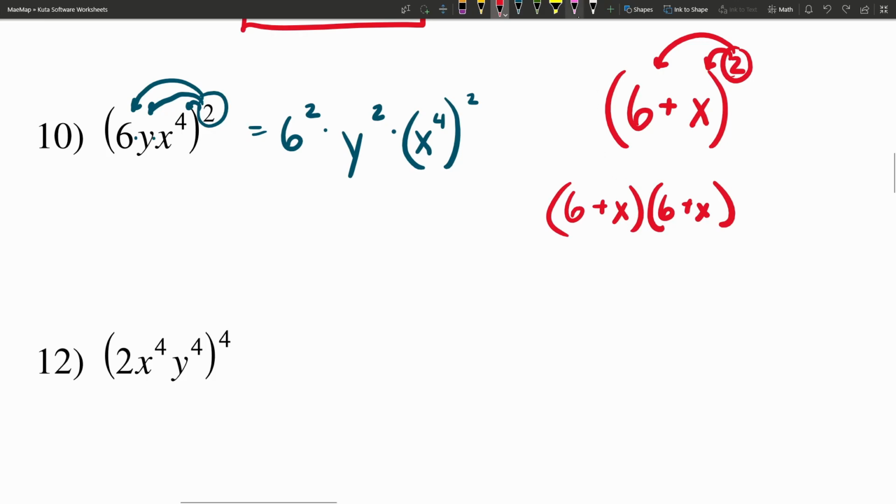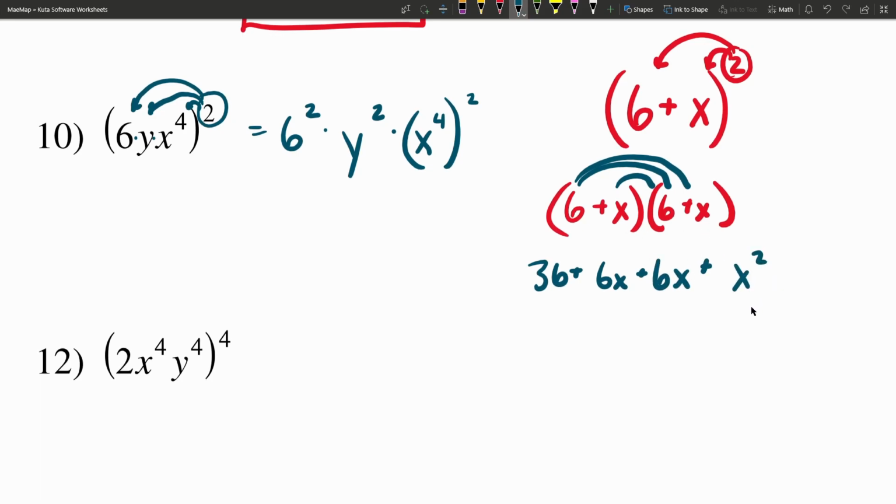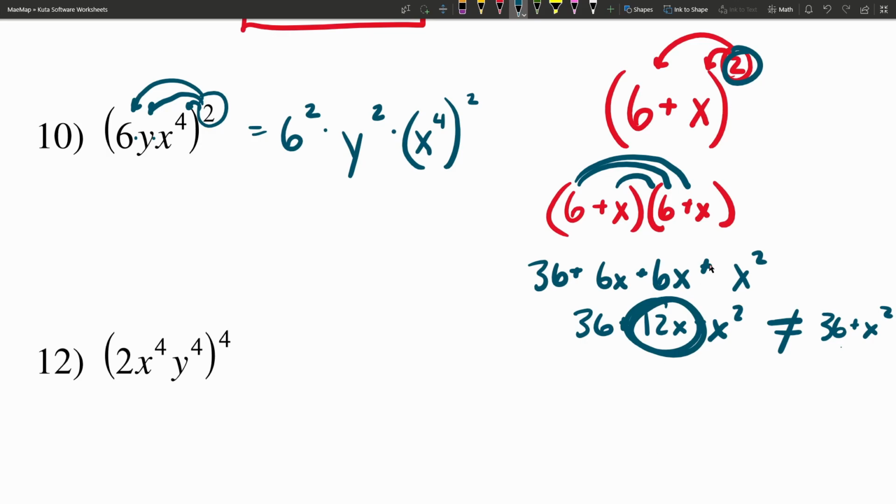So just to show you that it's not the same thing, 6 times 6 would be 36, plus 6 times x, which is 6x, plus x times 6, which is another 6x, plus x times x, which is x squared. So this would be 36 plus 12x plus x squared. This is not the same thing. It is not equal to just distributing the squared. If we were to just distribute the squared, that would be 36 plus x squared. What are we missing? We're missing these middle terms, and that's formed by expanding it out.